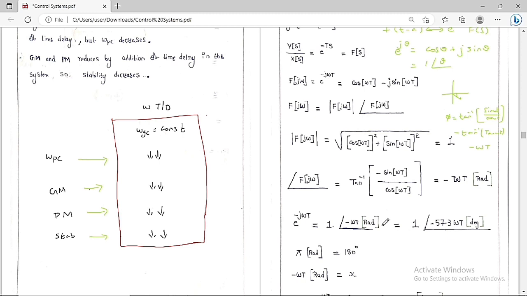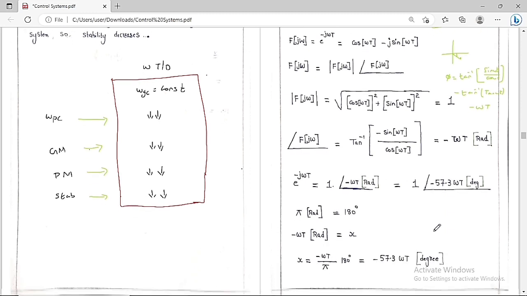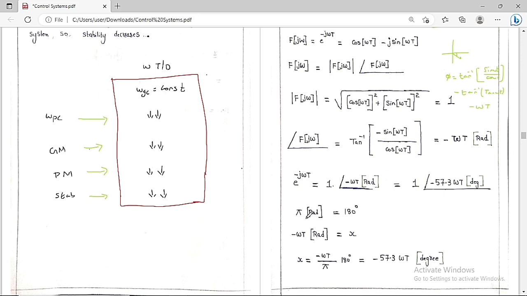So if you want to convert this radians into degrees, what do we have to do? Pi radians is equal to 180 degrees. Then minus omega t radians, what is the corresponding degree I want to know? So pi radians means 180 degrees. So I want to convert minus omega t radians in terms of degrees. I am going to assume it is equal to x degrees. So do the ratio. Therefore, we can say pi by minus omega t is equal to 180 by x.